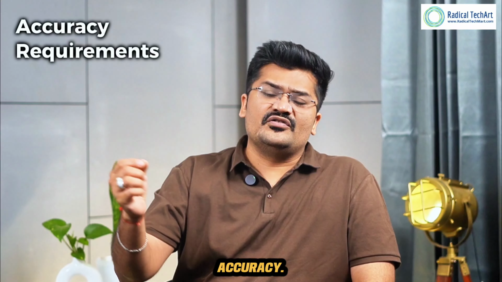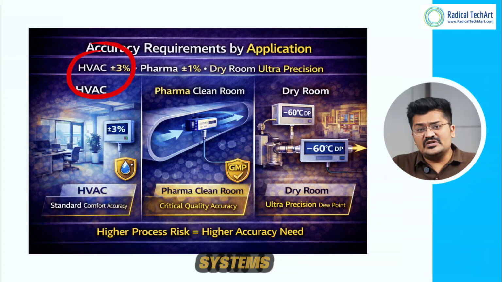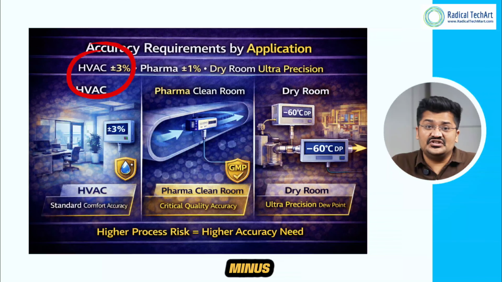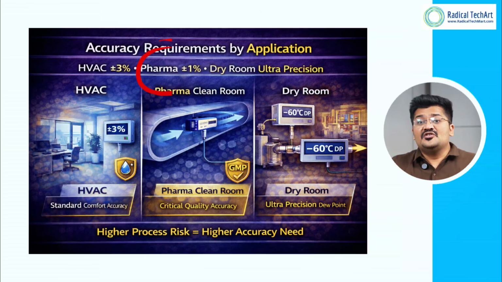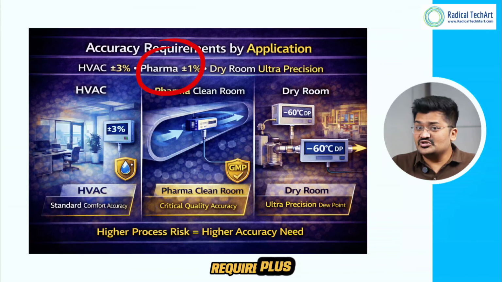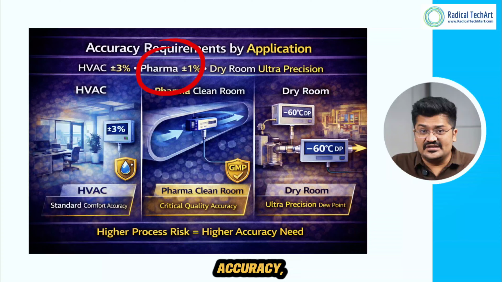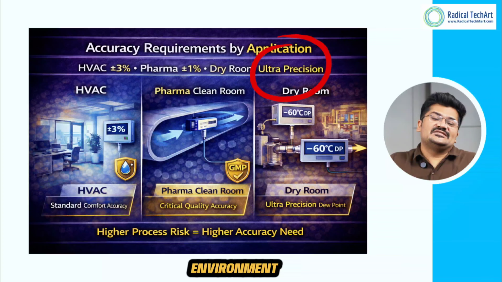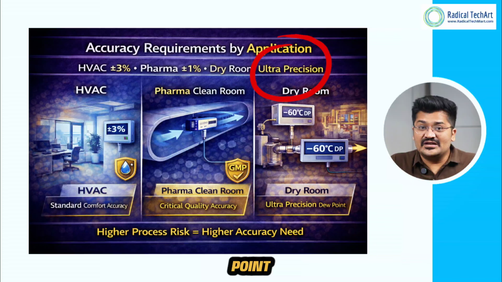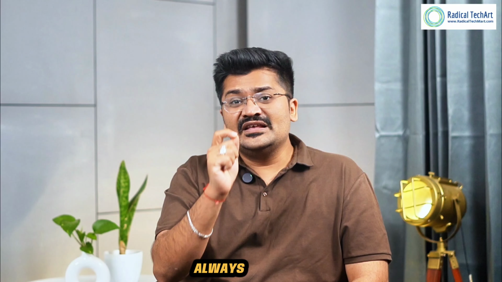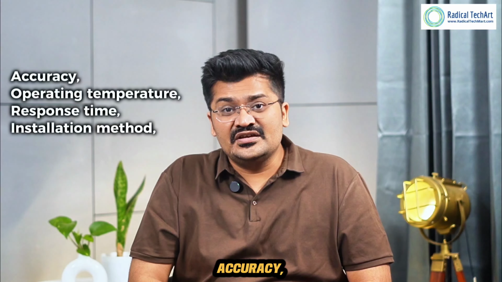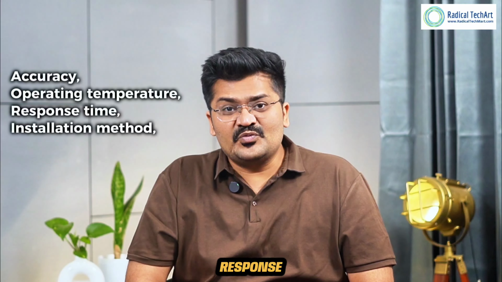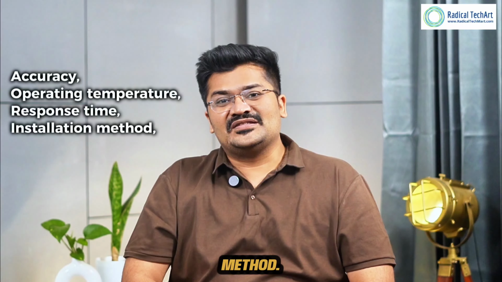So, different industries require different levels of accuracy. For example, HVAC systems may require plus or minus 3% RH accuracy, while pharmaceutical clean rooms may require plus or minus 1% RH accuracy, while dry room environments may require very high precision dew point sensors. So, when selecting humidity instruments, always consider accuracy, operating temperature, response time, and installation method.